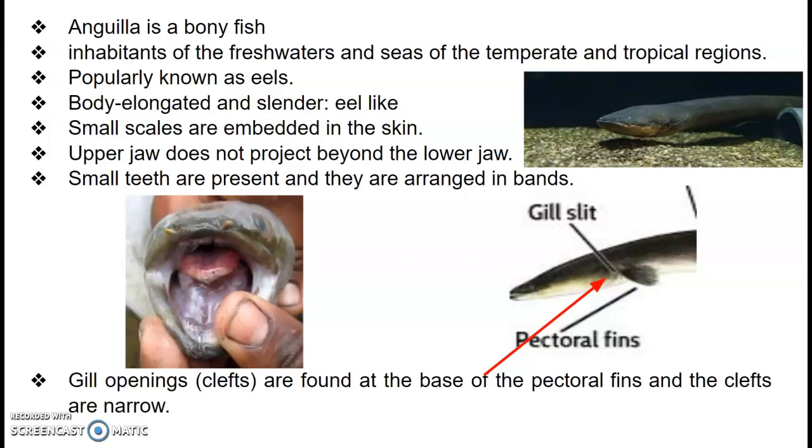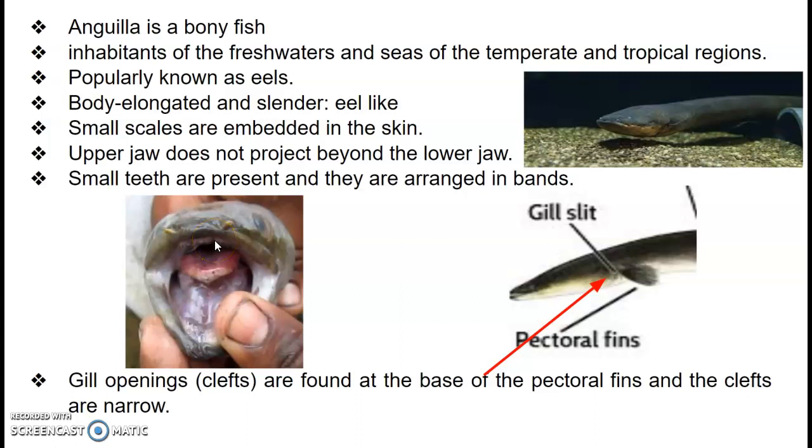The body has small scales which are embedded in the skin. The upper jaw does not project beyond the lower jaw, and we can see that the lower jaw protrudes more than the upper jaw. Inside the mouth, they have small teeth. The picture shows that. You could see that it has small teeth and they are arranged as bands.